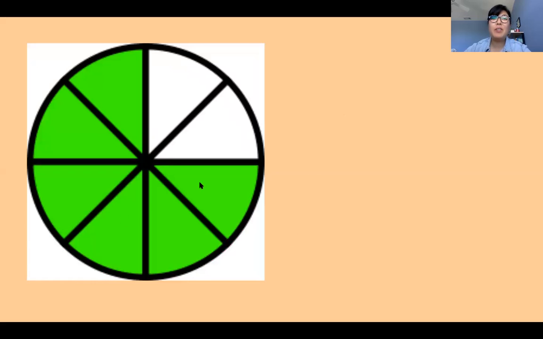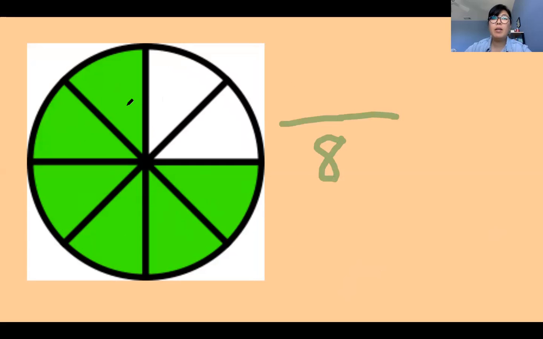Now this circle is broken into many different parts. It looks like a pizza. How many slices are there? Let's count how many equal parts there are. 1, 2, 3, 4, 5, 6, 7, 8. Again, we're going to write 8 as the denominator, which represents how many equal parts there are.